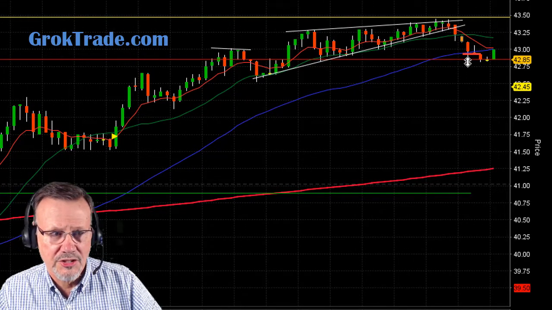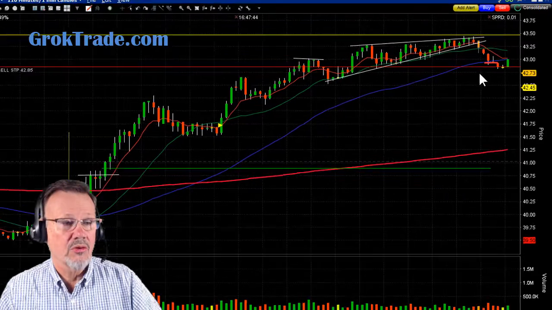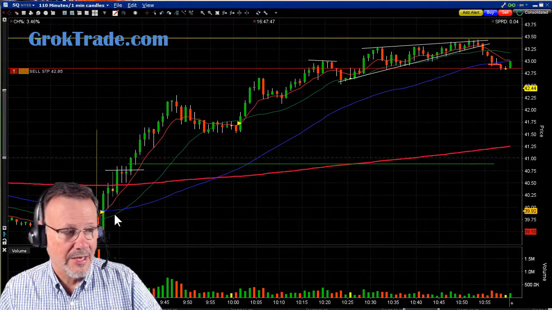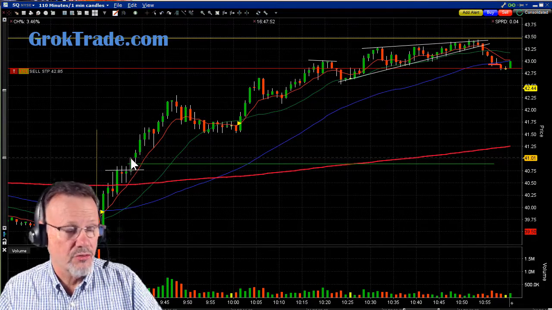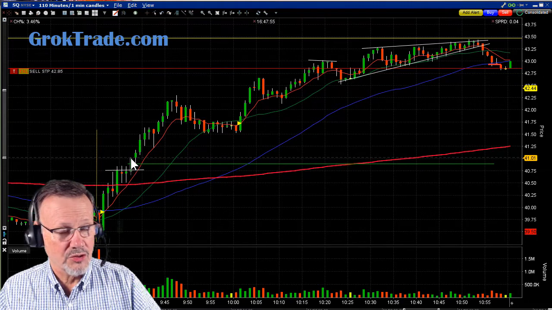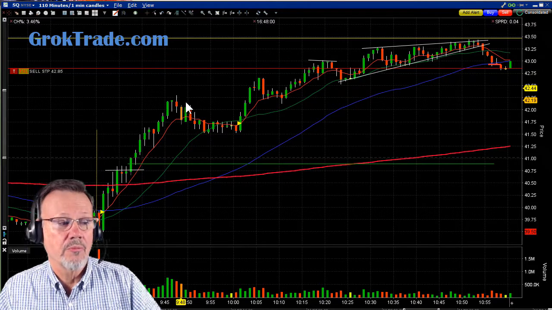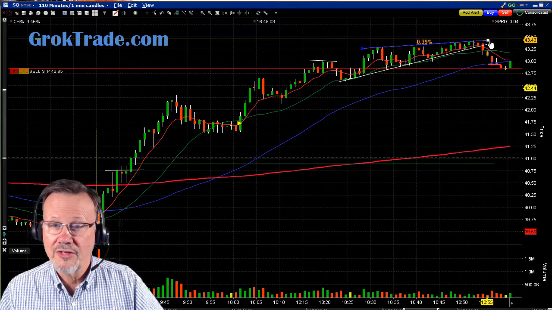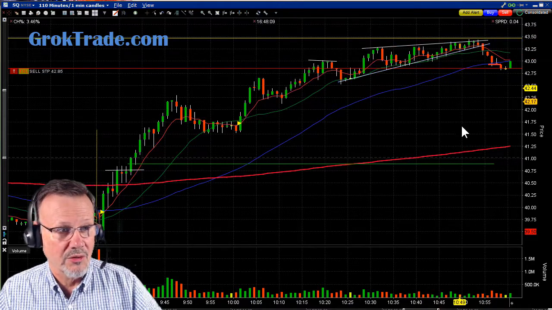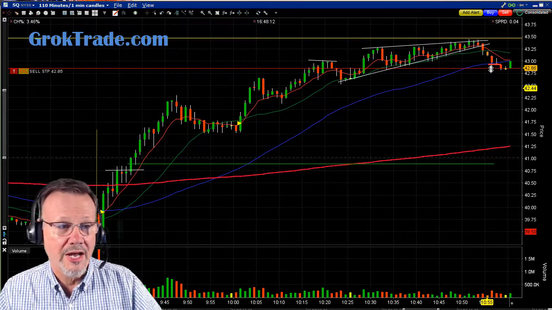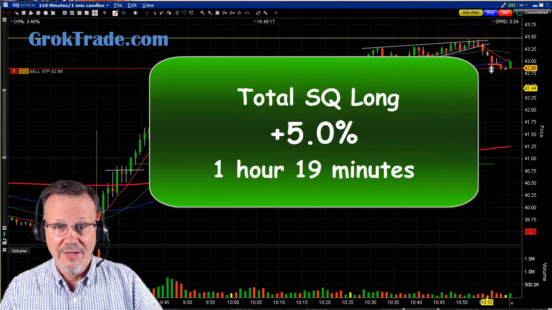It fell down and stopped me out at $42.96. So let's take a look at this whole trade. We started back here with a high base. Markets were going up, so I had odds in my favor. I took the trade, even though I was right at the closing line from the prior day and right at the $41 even dollar amount. But it took off from there, pulled back, and then it just kept on going, drifting higher and higher as we continued to make other trades. Just left this one on the Grok bot, as we call it, and it broke down below 43 and the 50 moving average, and I stopped out for 5% in 1 hour and 19 minutes.